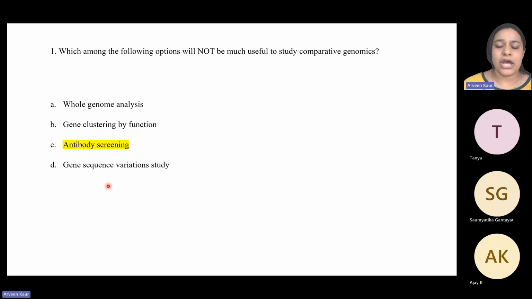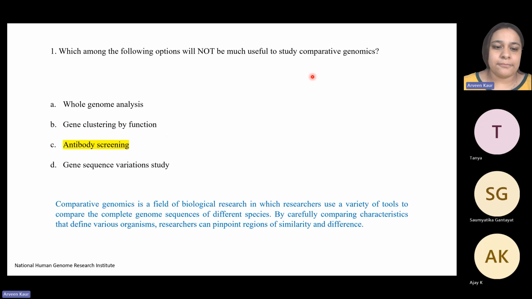These similar sequences could basically indicate that maybe these two organisms have similar function or similar origin, and based on that phylogenetic trees are built, right? So gene sequence variation studies are also helpful in comparative genomics, whereas antibody screening is something that is done from an immunological or molecular biology perspective, but it will not really help you to understand comparative genomics, right?